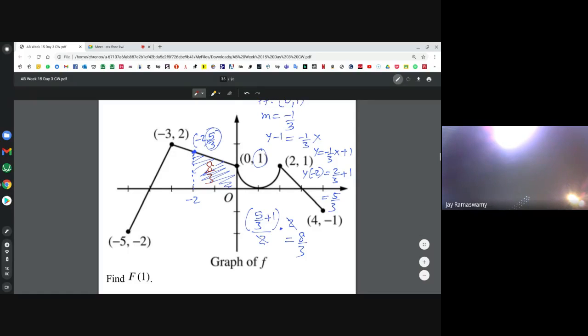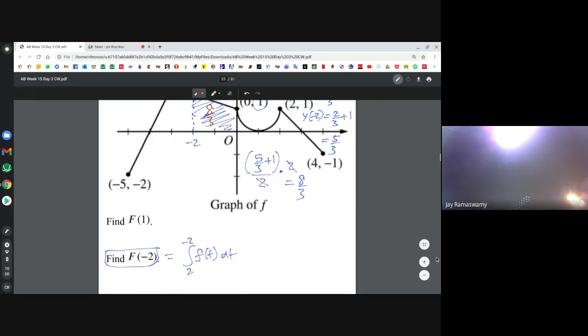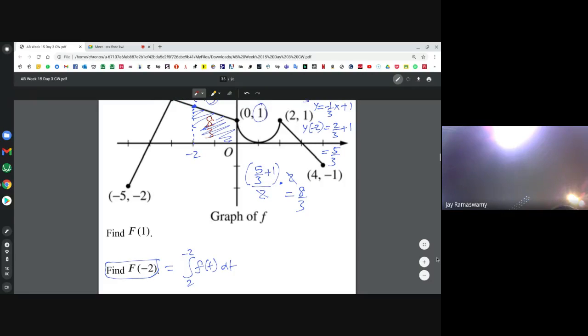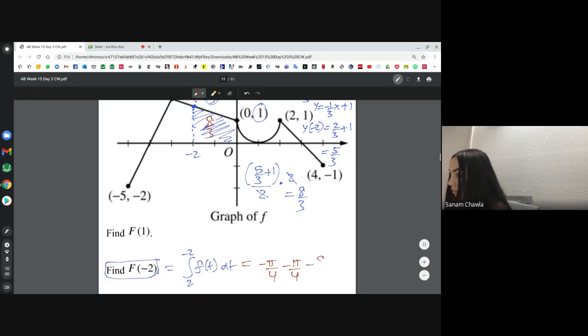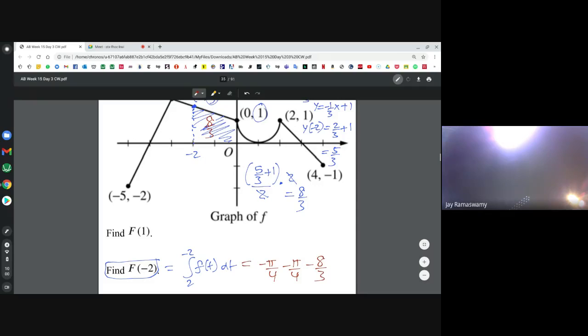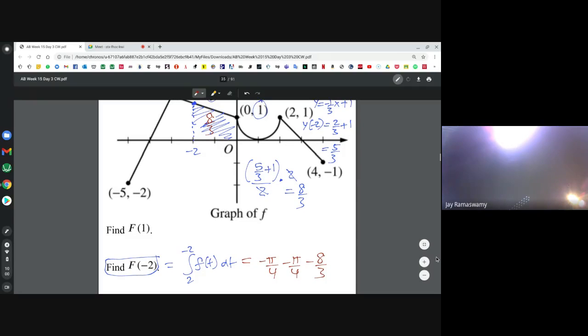Can we now write the final answer? So I need the area from 2 to negative 2. And remember, we're going right to left. Follow sign conventions. Negative. So negative pi over 4 minus pi over 4, and then finally minus 8 over 3. You can take the LCM and simplify, but that's your business.